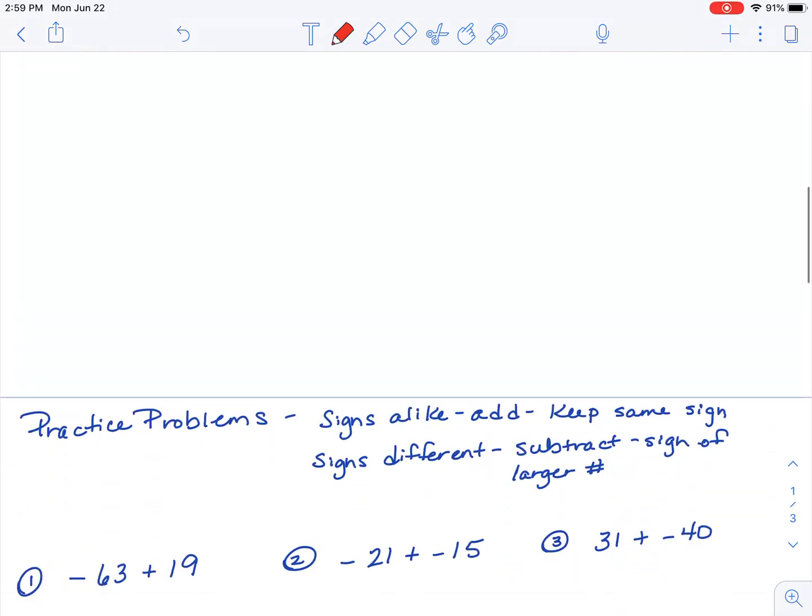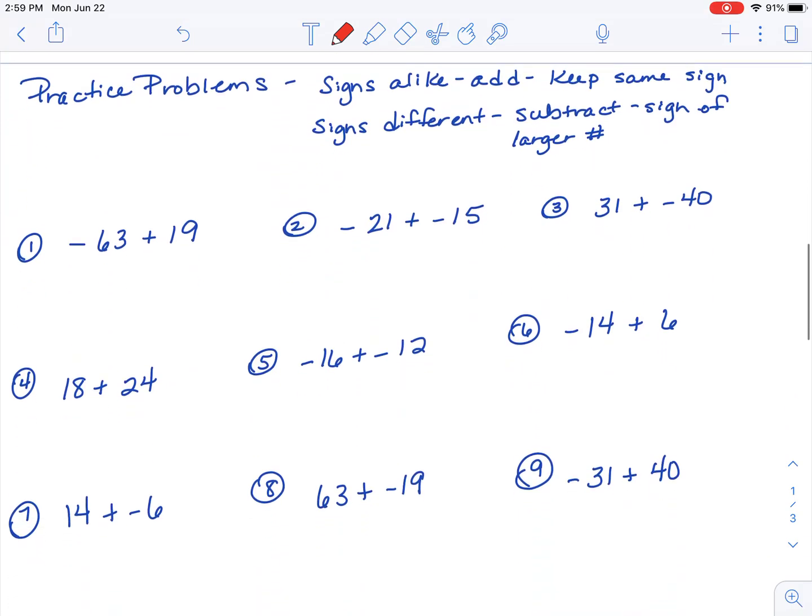Okay, now we're going to practice what we talked about last week. And I've made you, again, a little cheat. If the signs are alike, you add and you keep the same sign. Like number 2. Let's use number 2 as an example.